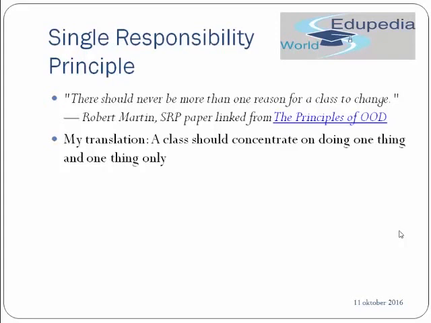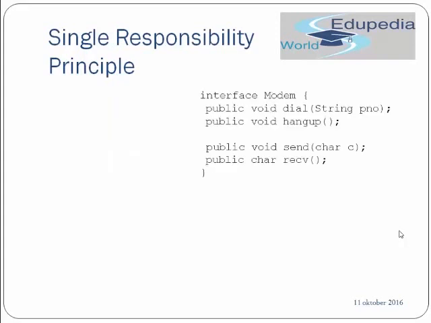So that means a class should concentrate on doing one thing and only one thing. A class should have only a single responsibility. That is, a class should be made for this single purpose. It is called the Single Responsibility Principle. This principle also somehow relates to cohesion, which tries to say the same thing.